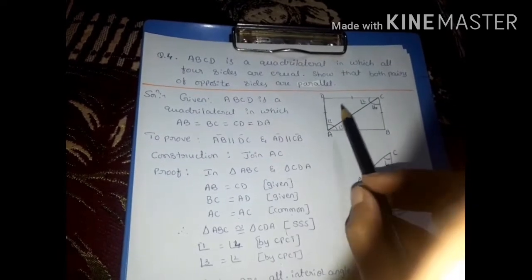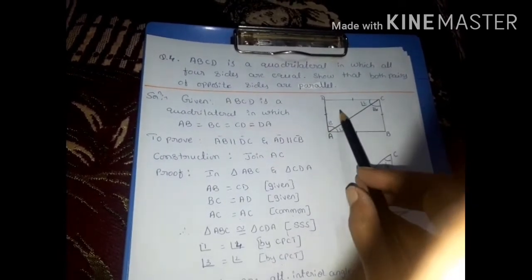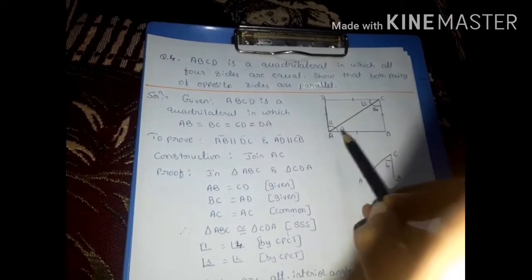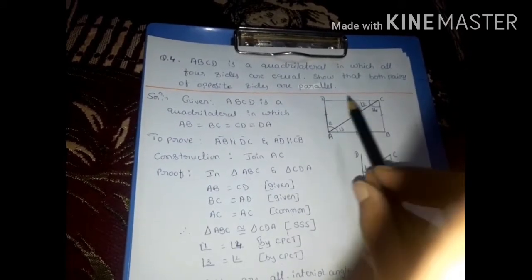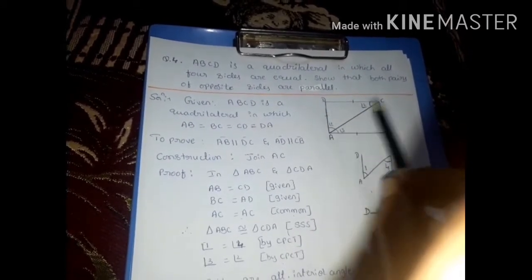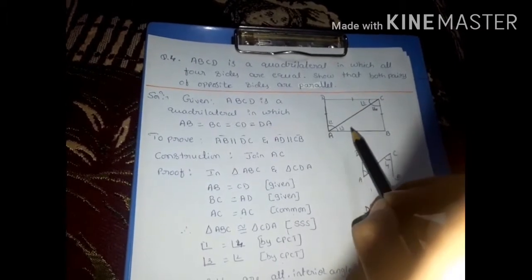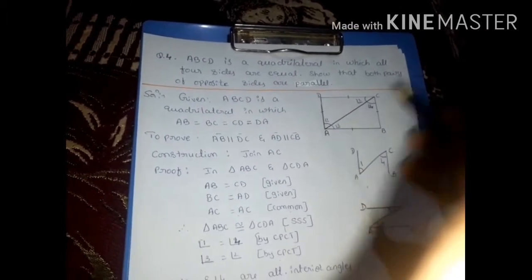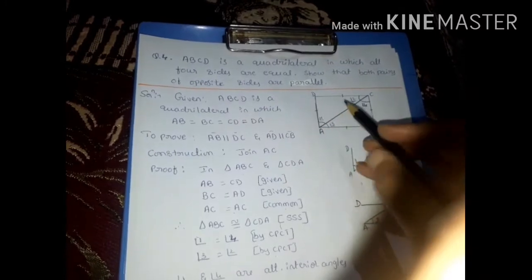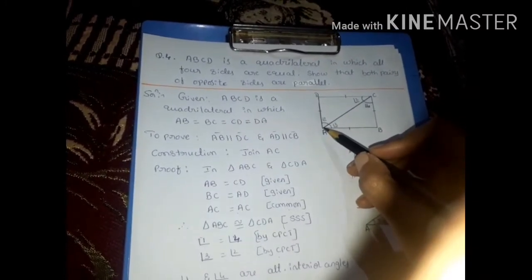To show that, I am going to consider two triangles here, ADC and ABC. I will show these two are congruent. Later I am going to prove opposite sides are parallel to each other. To consider two triangles, here we have to draw one construction.